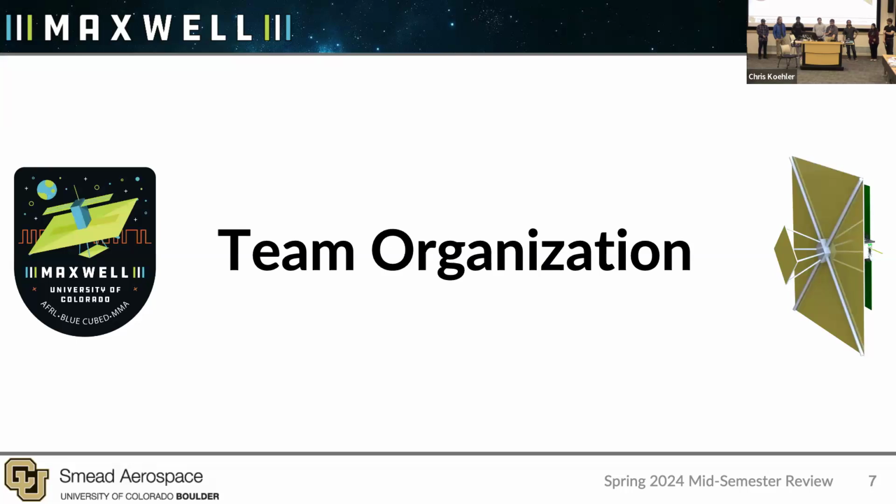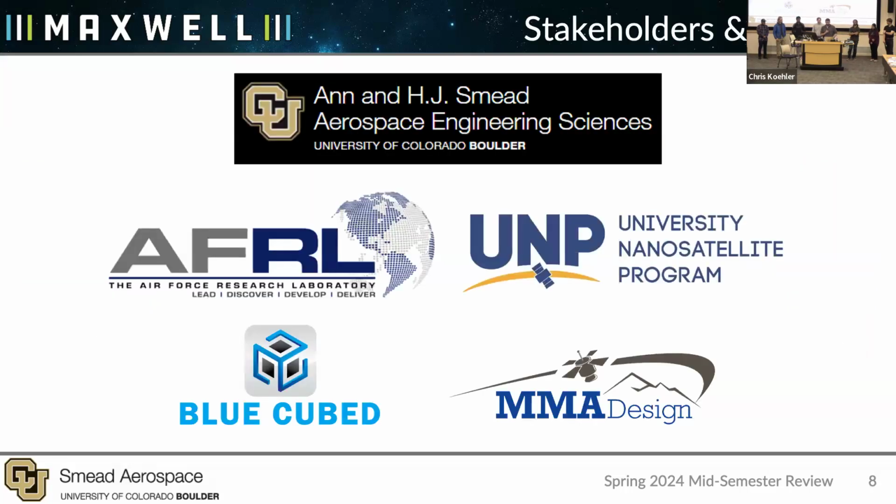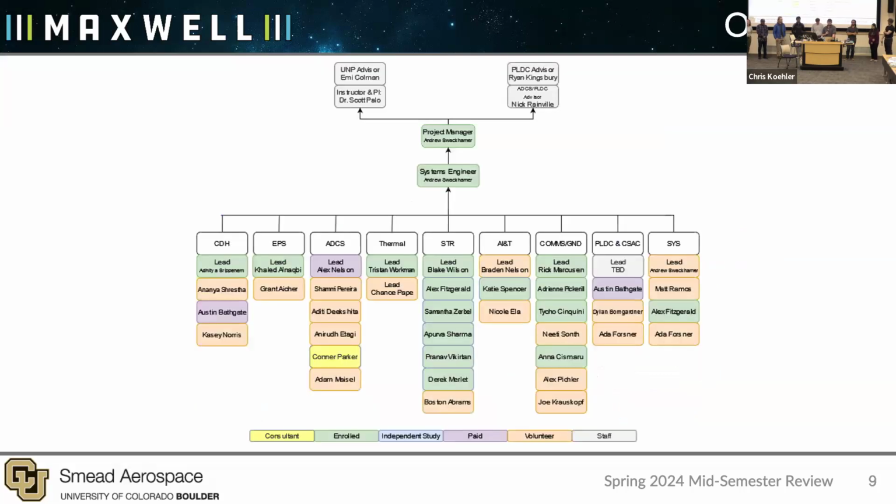Alrighty, I'll talk through our team organization. So all of our students are enrolled here at CU Boulder, and these are some of our stakeholders, which are the Air Force Research Laboratory, University Nanosat Program, Blue Cubed, and MMA Design. And this is an image of our organizational chart, which just shows the breakdown of all of our students, where they're located, which sub-teams. We have, I think, 15 students that are enrolled in the class. We also have some student volunteers, which you can see on the chart.